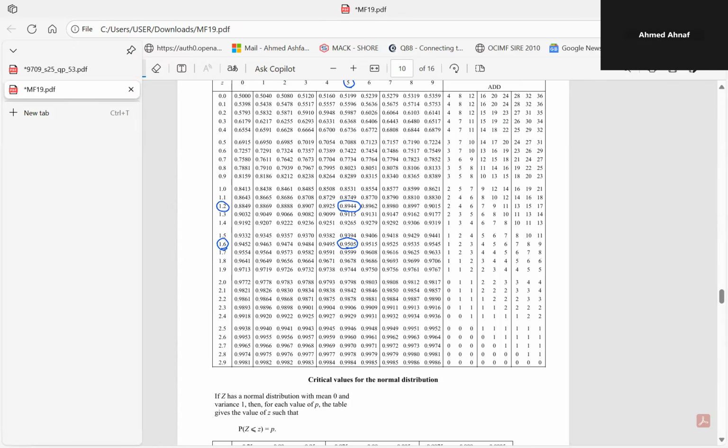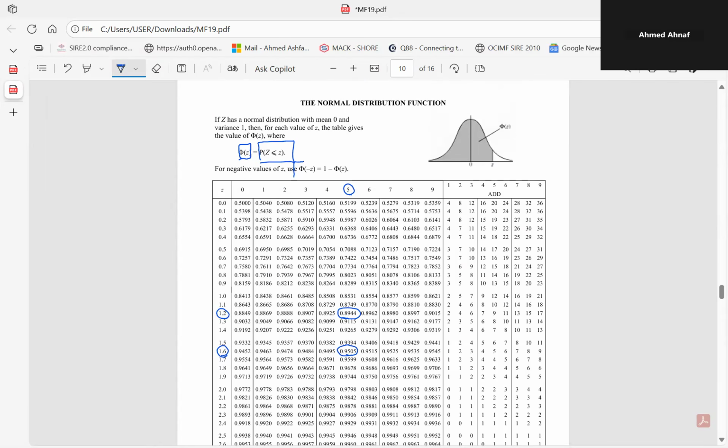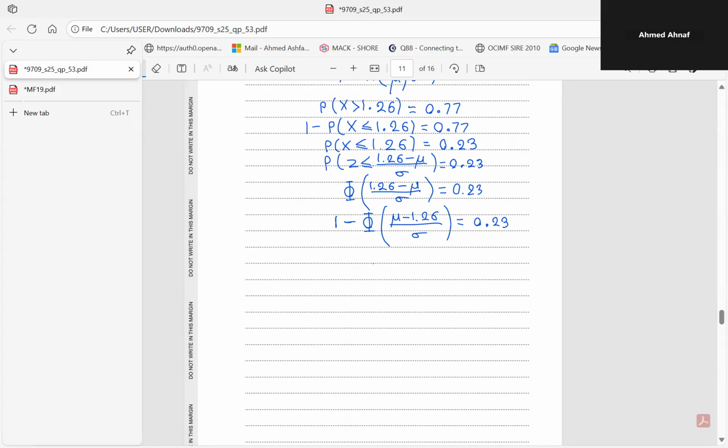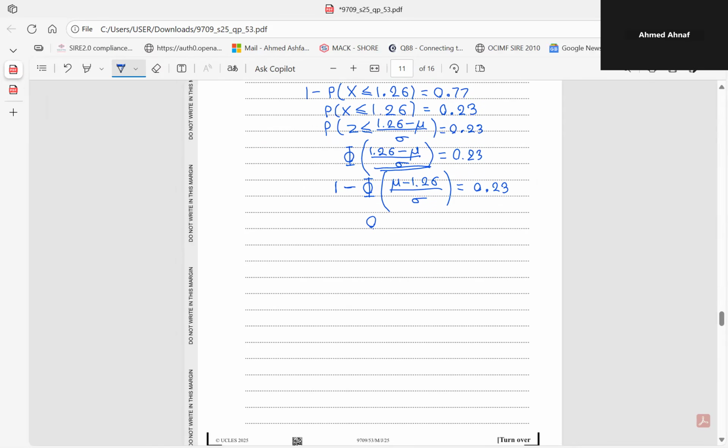Yeah, like we're using this formula here: phi of minus z equals 1 minus phi of z. So this value here is negative, so I made it positive by factoring out the negative one. Making this the subject, you get phi of (mu minus 1.26) over sigma as 0.77.